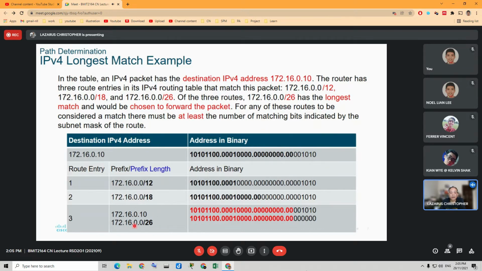This is considered the longest match. This one is the preferred one to match. That's simply what it means. You count the number of bits. This one has the longest match, this one the shortest match, and this one a midpoint match, among the 3 candidates to match.